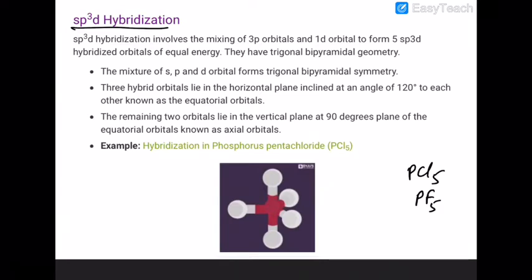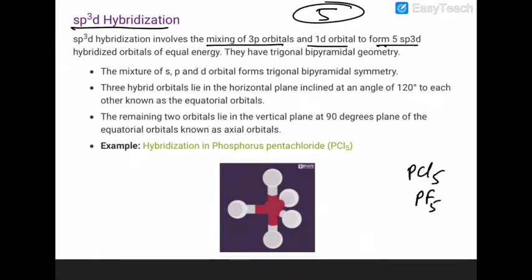sp3d hybridization involves the mixing of 3 p orbitals, 1 d orbital, and 1 s orbital. So a total of 5 orbitals undergo hybridization. The usual d orbital will be dz square, while all 3 px, py, and pz orbitals undergo the hybridization. The mixing of s, p, and d orbitals gives you a trigonal bipyramidal symmetry.